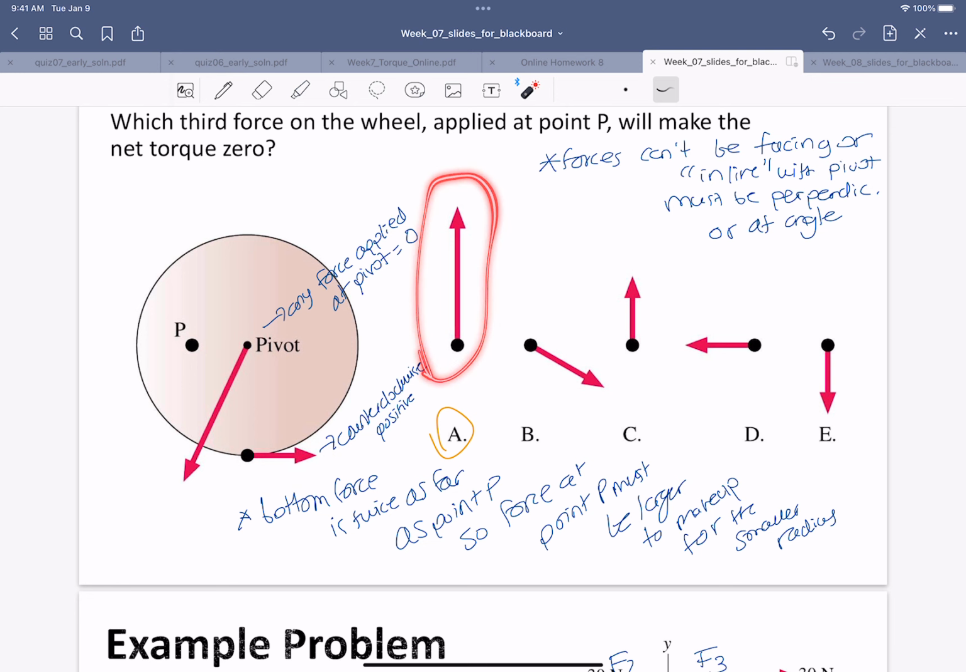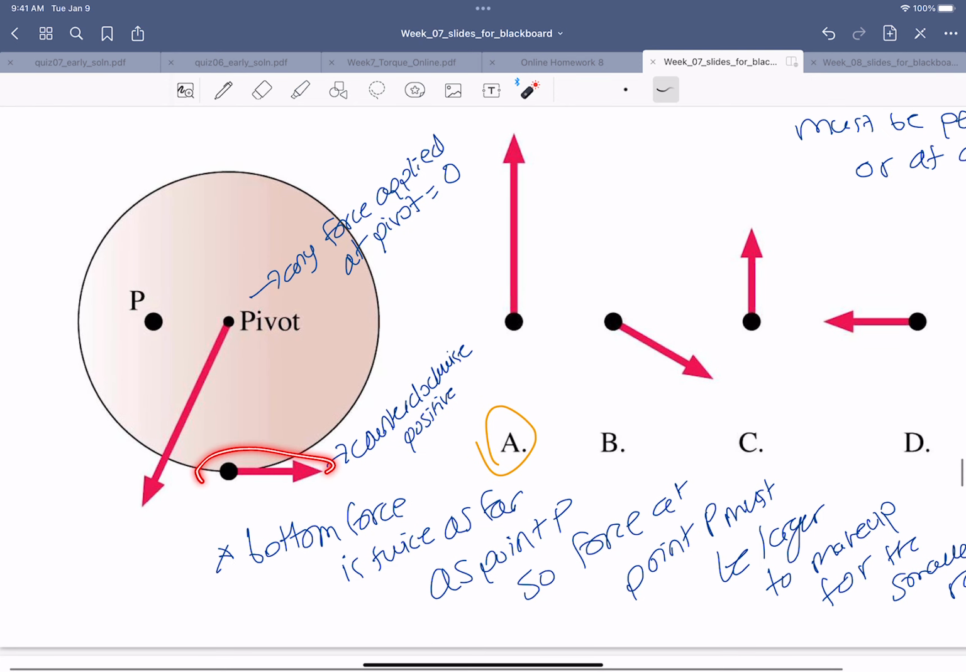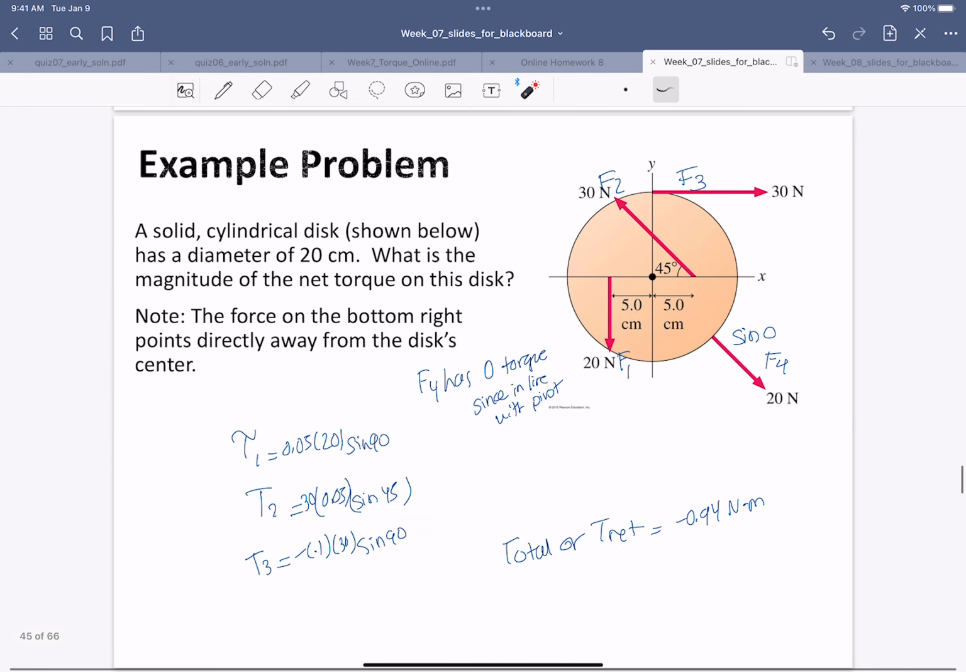So it has to be A because it's a factor of the different radii. This is at the maximum radius, this is only about halfway. So you have to exert a larger force because of that smaller distance. It's like pushing on that door once again. If I push closer to the doorknob, I don't have to exert a lot of force to open and close the door. If I push closer to the hinge, closer to the pivot, then I have to exert a larger force to get that door moving.